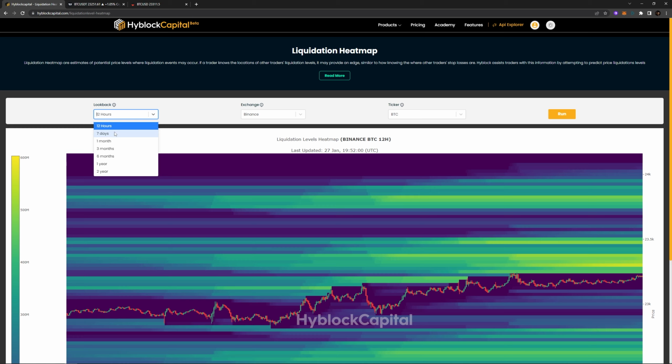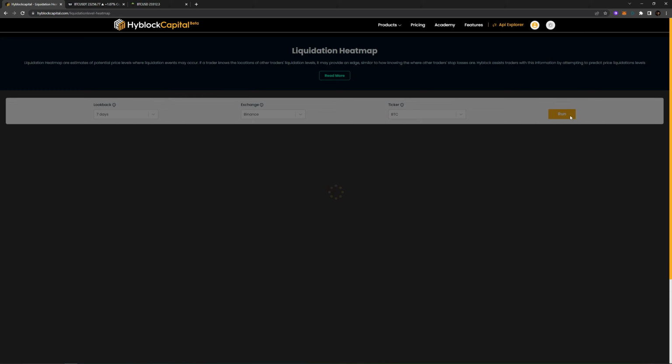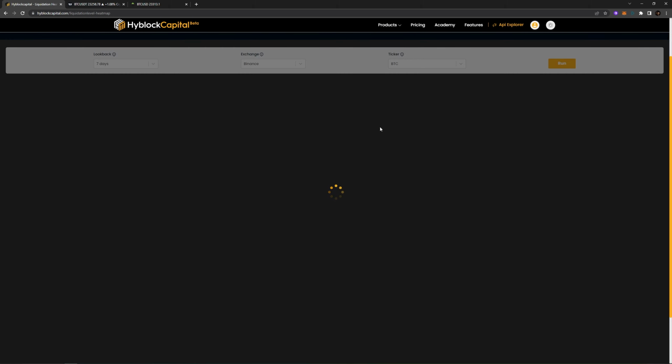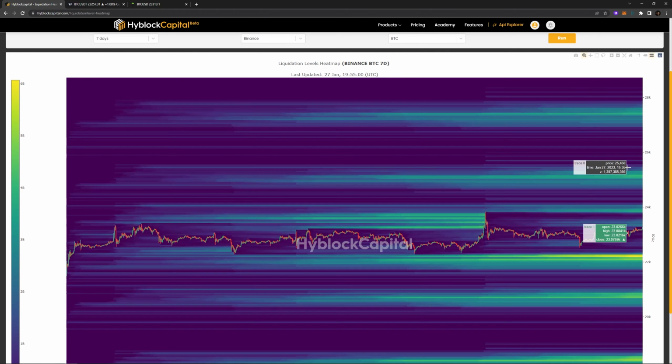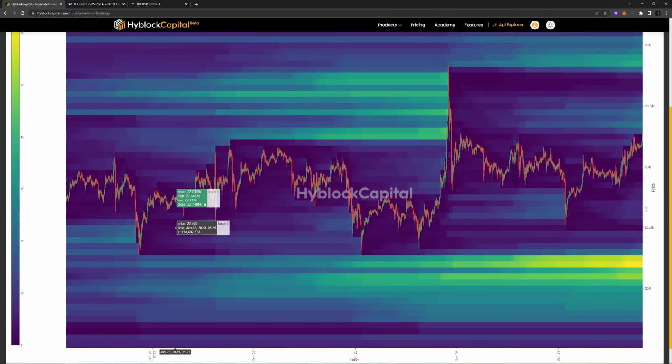So let me show you an example of the 7-day chart that we currently have on Bitcoin. As you can see, I'm loading this chart right now, and it's loading pretty fast actually. And now we can already see the heat map. If we zoom into this, we can see that at the level of 22,200 we have 6 billion in liquidations on Bitcoin. These are volume and not money liquidations. This means that there will be 6 billion in volume liquidations and not 6 billion in money liquidations.